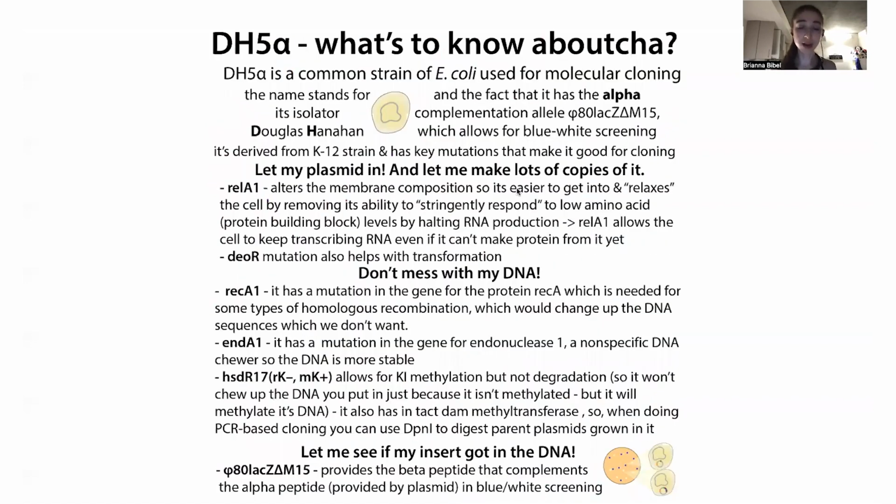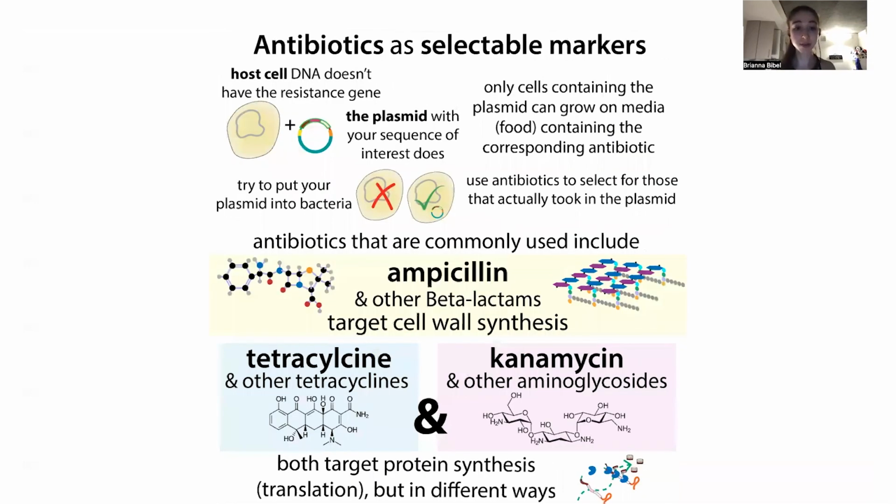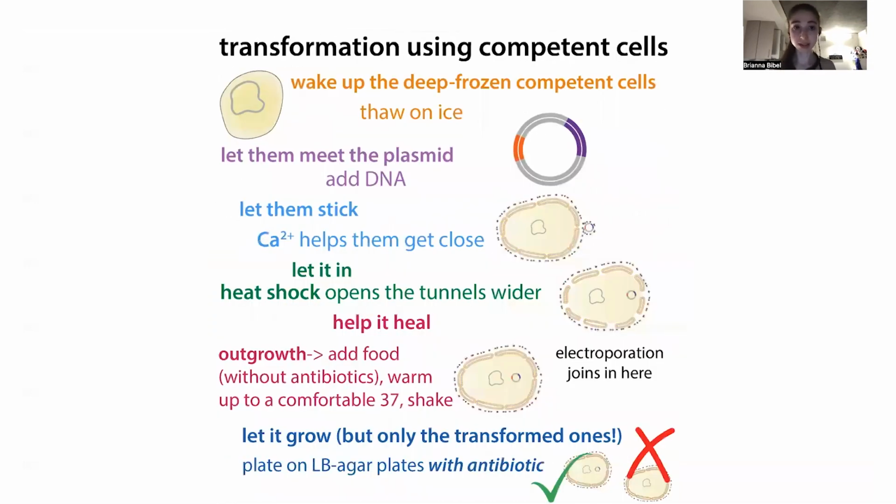Fun note, DH5 alpha, so these common cloning cells that we use, the DH comes from Douglas Hanahan, and he actually developed the protocols for this calcium chloride heat shock that we're going to talk about. So let's talk more about it.